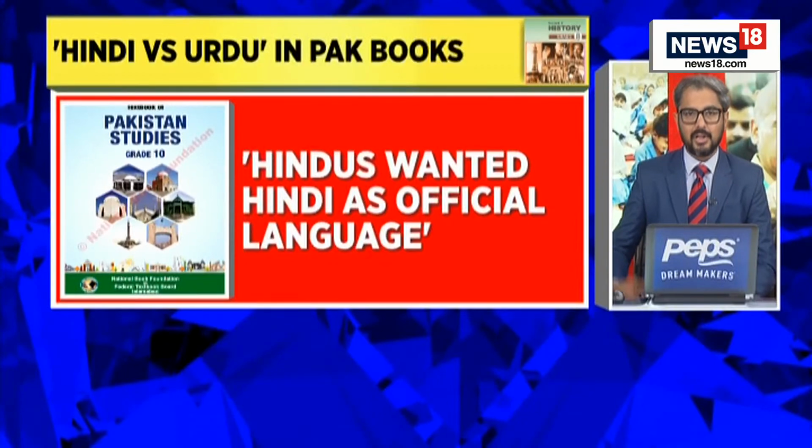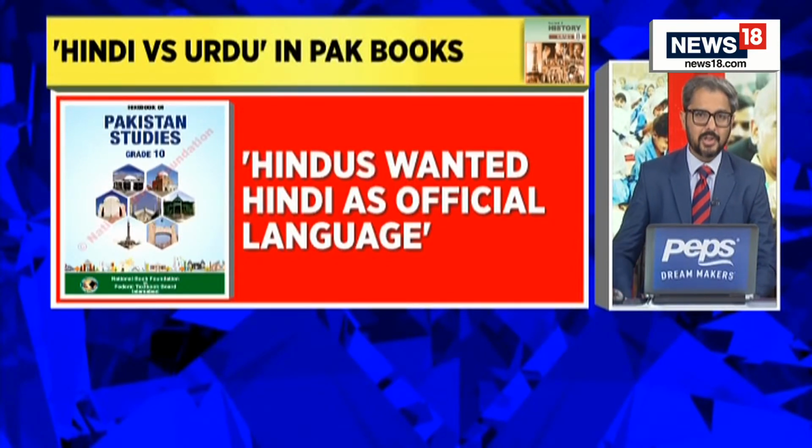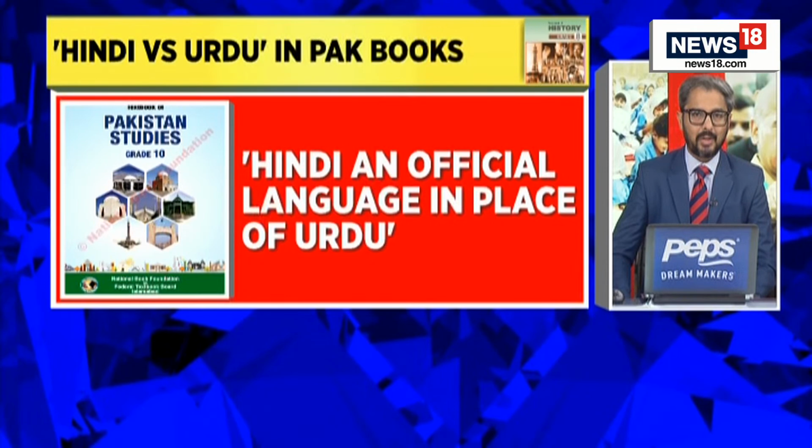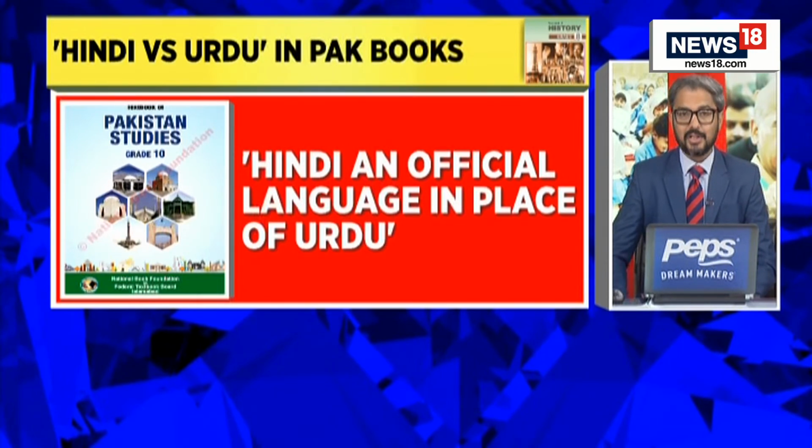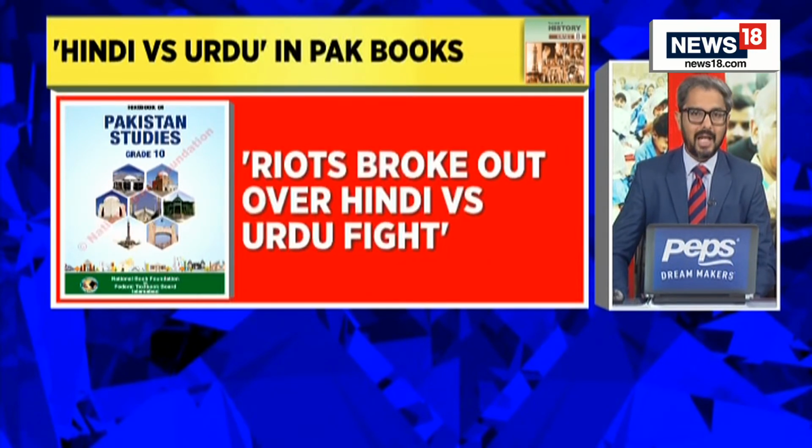Pakistani textbooks claim that Hindus wanted Hindi as the official language instead of Urdu, and that riots broke out over Hindi versus Urdu as the official language. And these textbooks don't stop there. They blame India for the partition, never saying anything about the role of Muhammad Ali Jinnah. The books say that Pakistan's territory was divided into two parts and that Pakistan was separated by hostile Indian land. The mass violence during the partition has been blamed entirely on the Indian government.